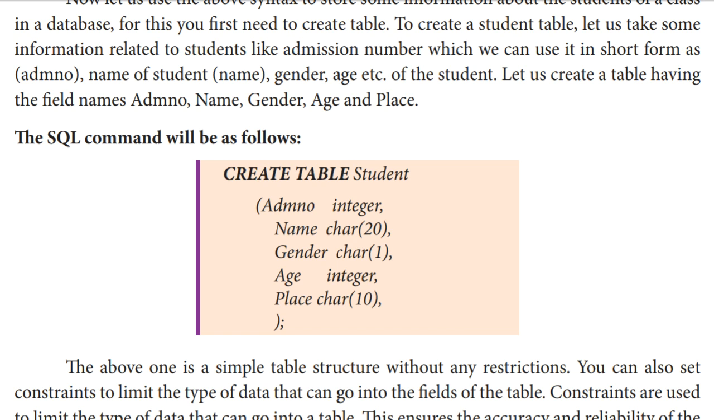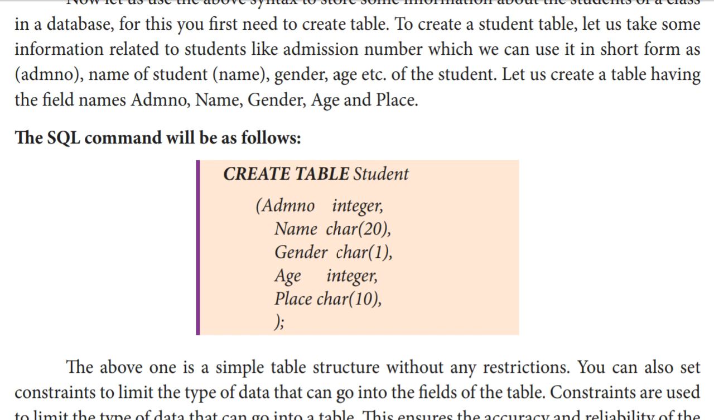When we are going to write the next column name, we have to use the comma as a separator. So put comma, then write the next column name. The next column name is name. Its data type is character, and the maximum size is 20. Next one is gender. Its data type is character, maximum size is 1. So they can type either male or female.